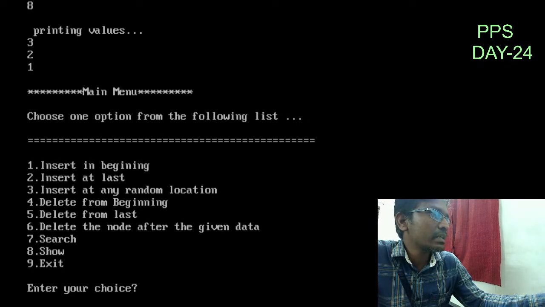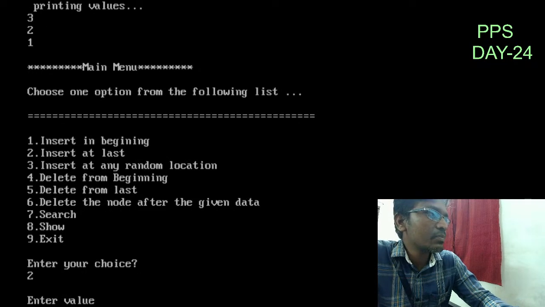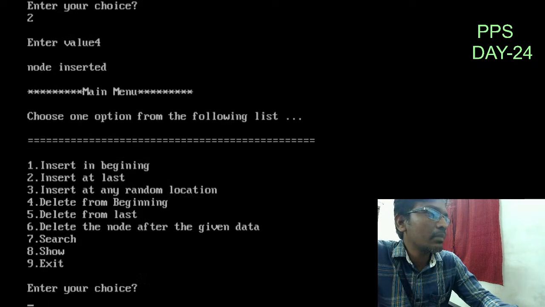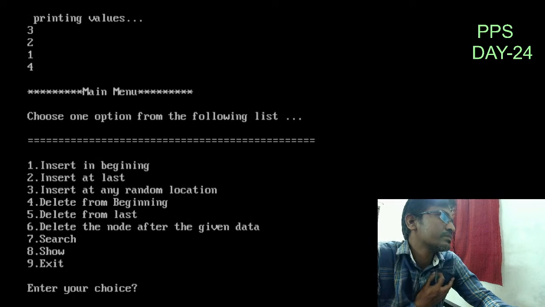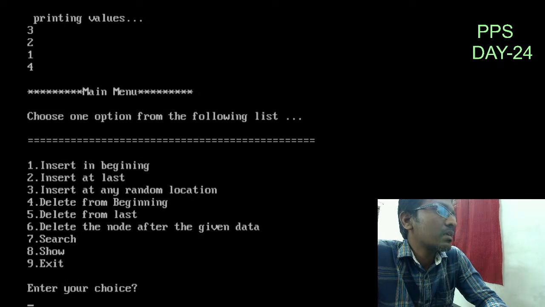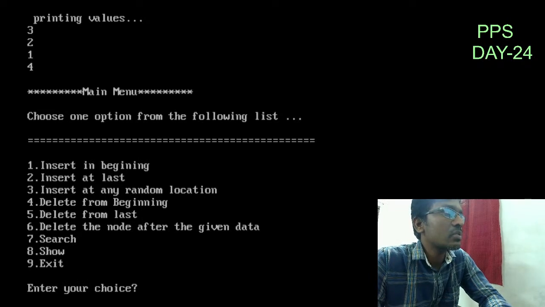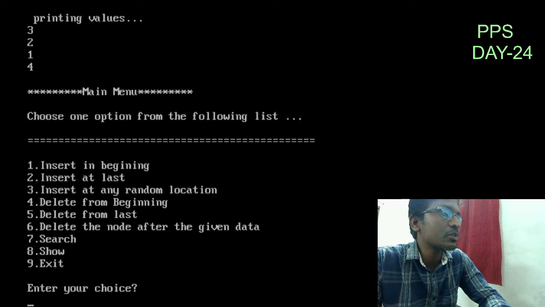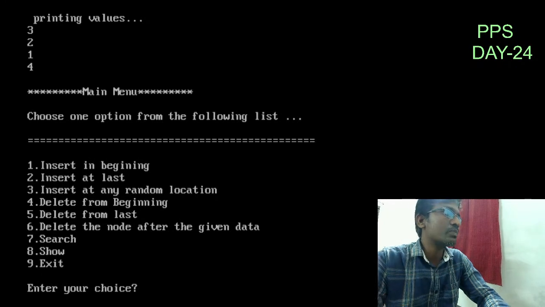Now I want inserting at last. So you can go for option 2 and I will take element 4 and display. Now see here. What is the first node? What is the last node in a double linked list? So the list will be like this. The first node is 3, second node is 2 and third node is 1. So now I am using the second option, inserting at last position. I am taking data 4. Then the 4 will be inserted after 1. That is the last position.